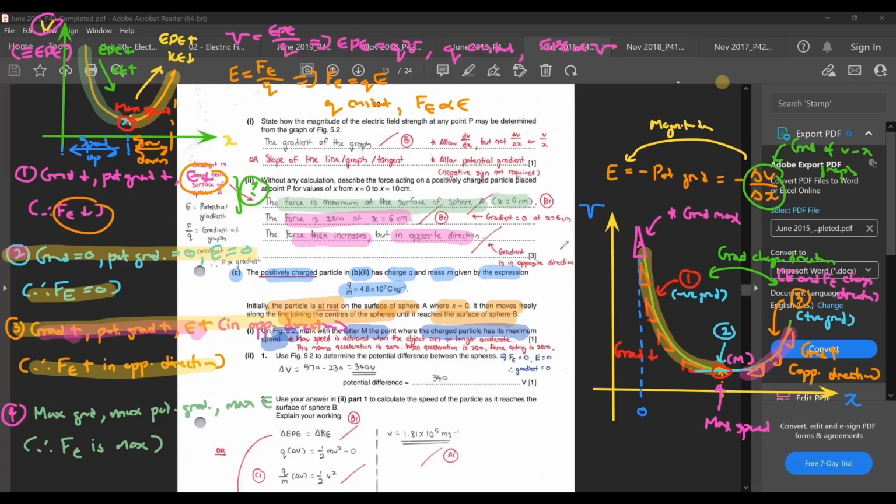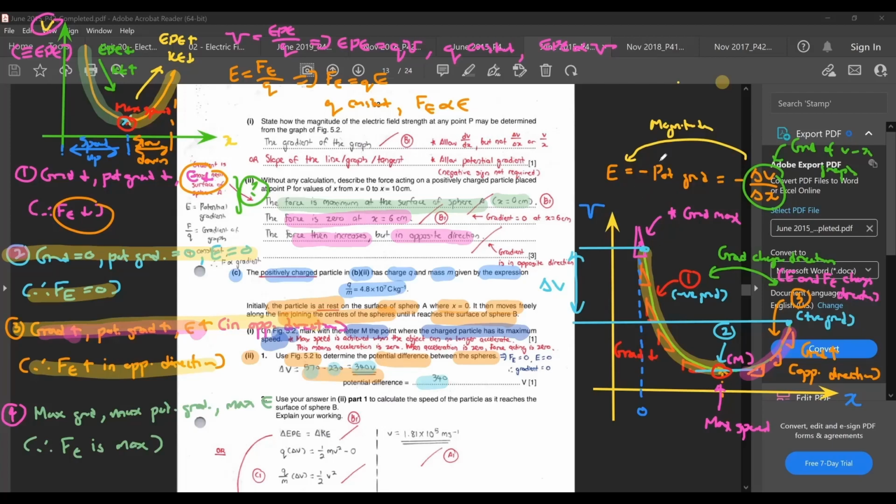If you now look at part 2, use your figure 5.2 to determine the potential difference between the spheres. The potential difference between the spheres is actually this potential difference. They want you to find the delta V between this point and this point. So you should get an answer of 570 minus 230, giving you 340 volts, just like that.